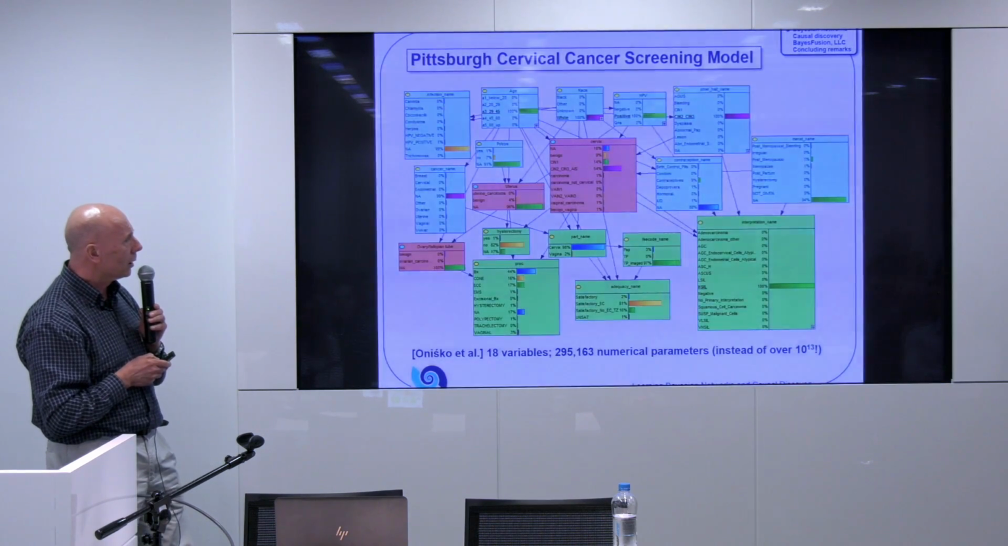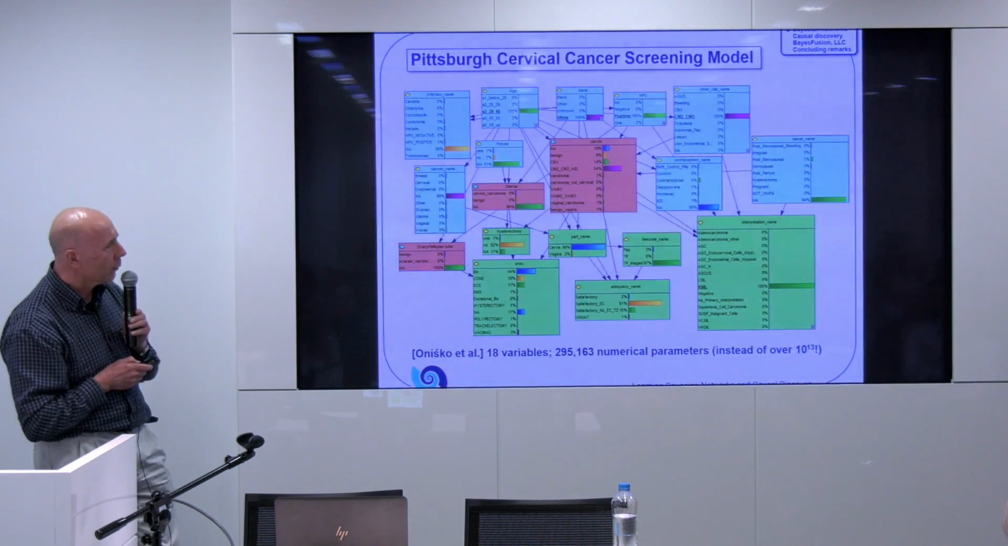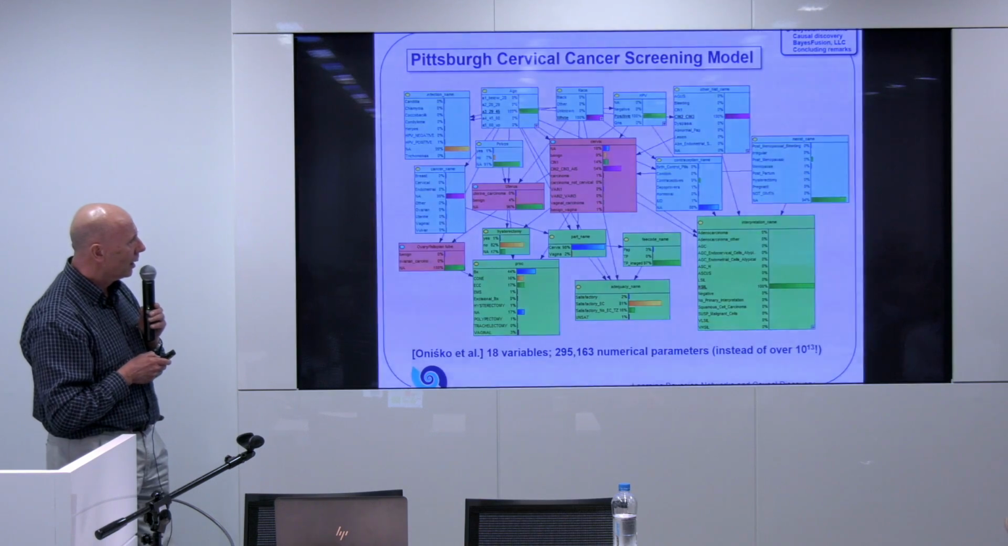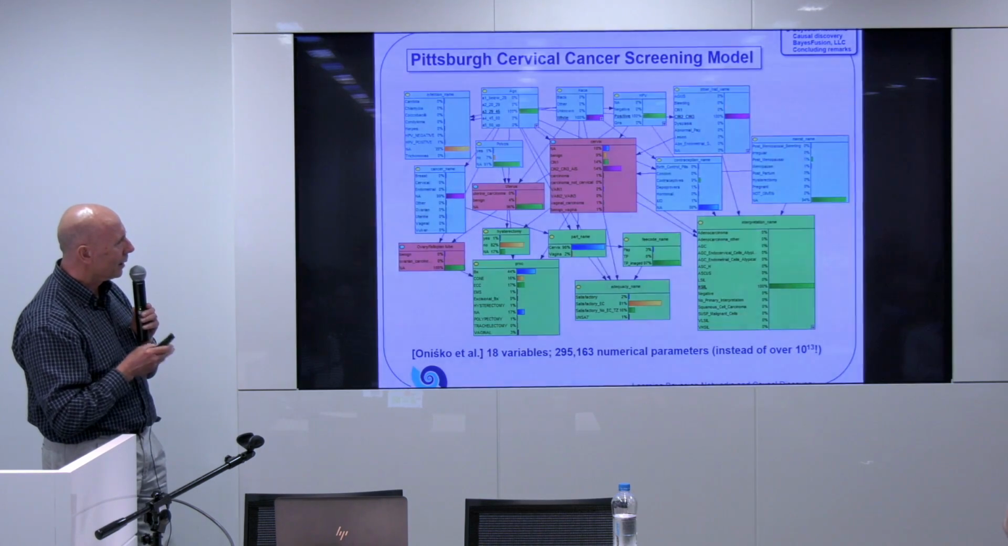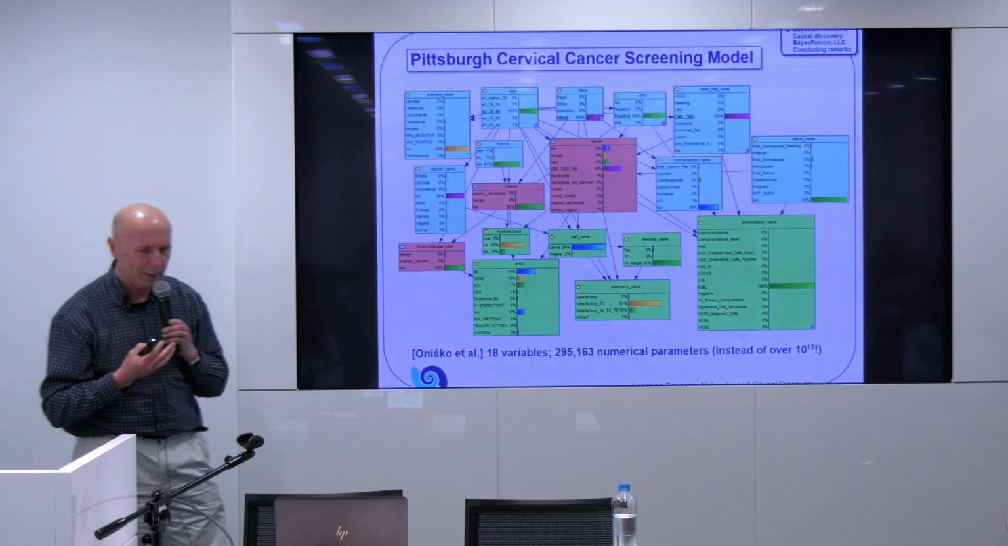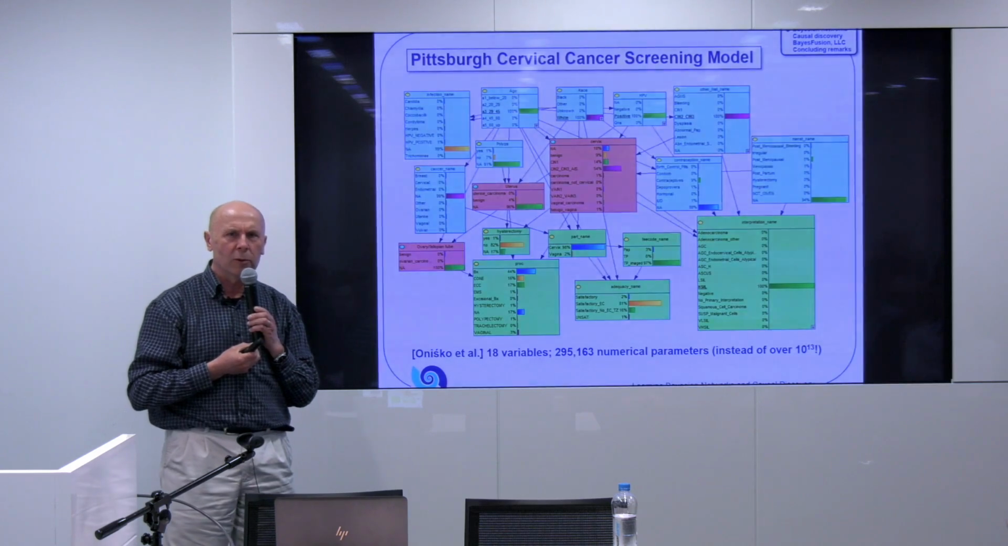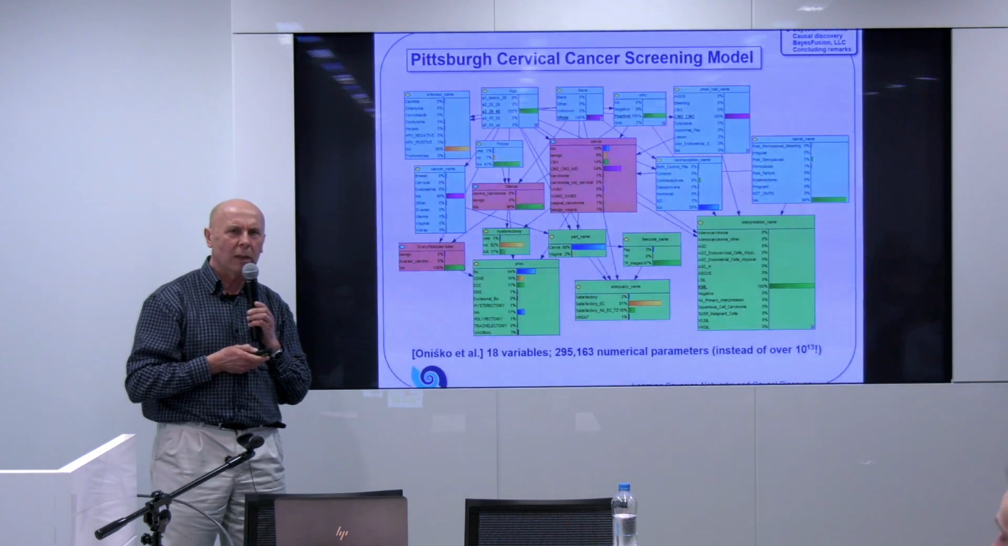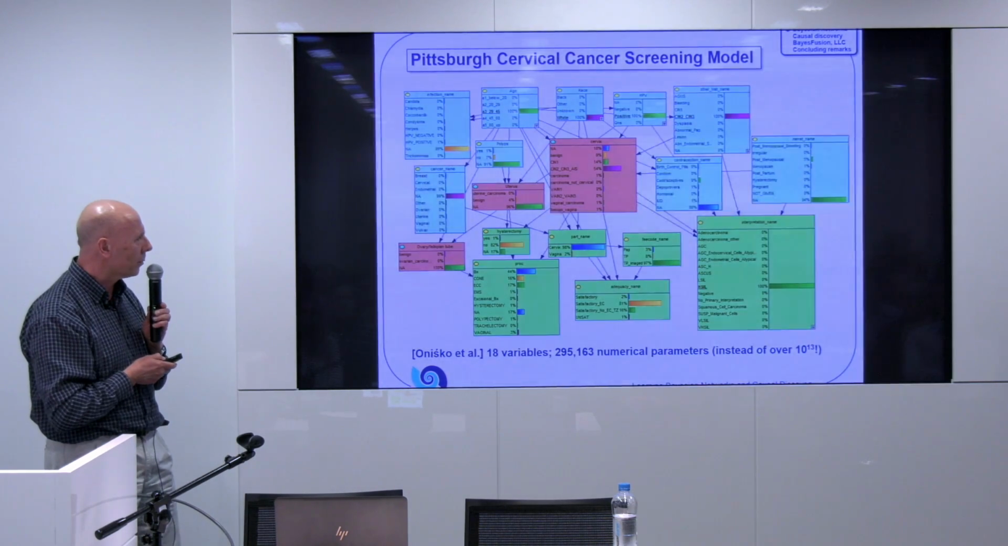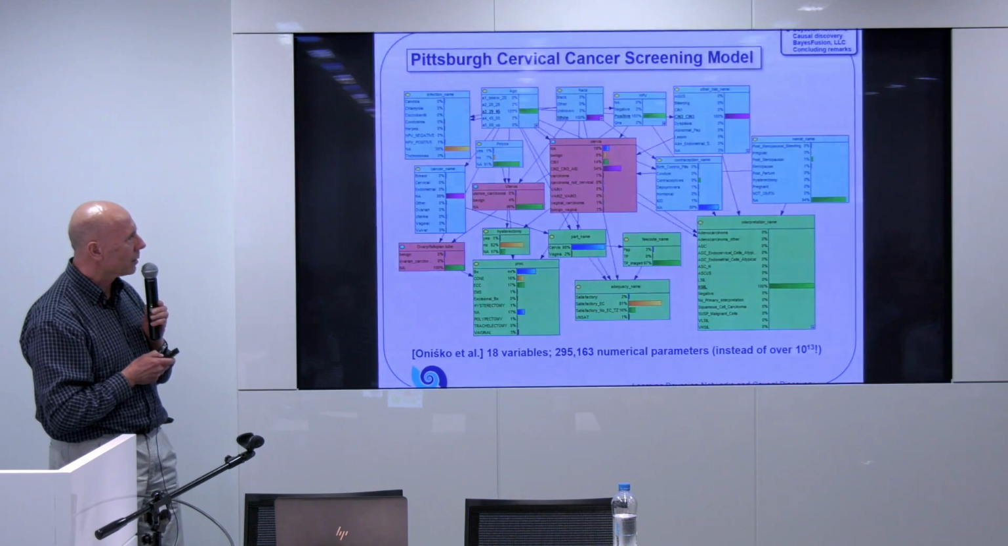Here's another network that would need 10 to the power of 13 parameters. In this case, we were not very worried about the numbers because we had a huge data set, almost 1 million cases. So we just learned the parameters, 300,000 parameters.